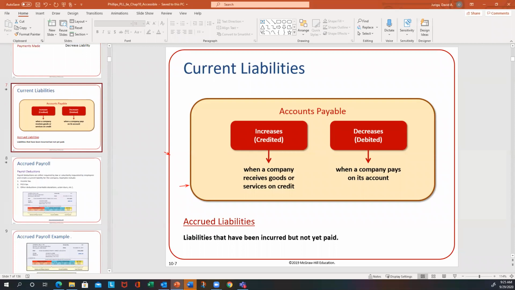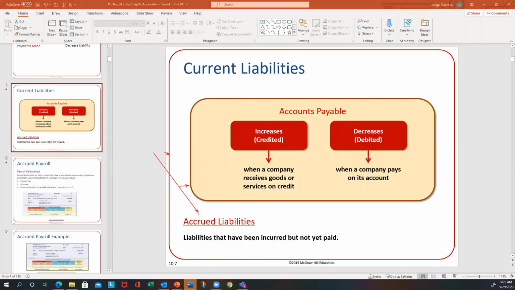So again, accounts payable, I believe, is probably one of the more common types of debt you've already seen. And lots of times this is when you're buying some goods. Typically, your accounts payable are going to be paid within 30 to 45 days, usually. But typically when you buy something on credit, you'll increase it. And then, of course, whenever you pay it off, you're going to be decreasing it.